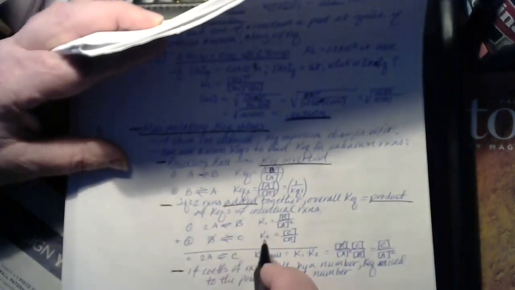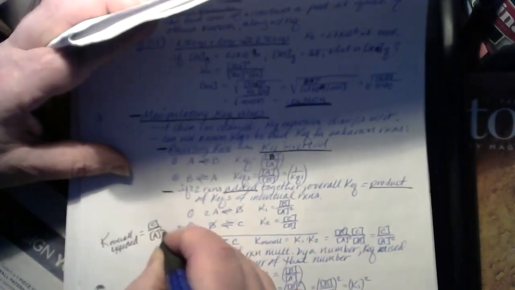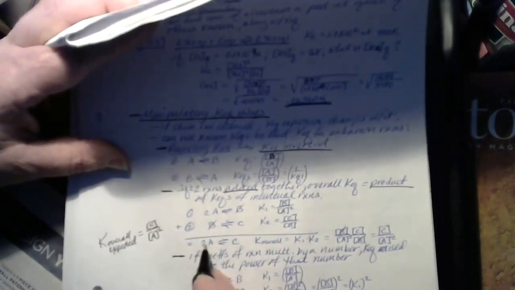If you then add to it the reaction B goes to C, the equilibrium constant for that is C over B, again, products over reactants. If you add those 2 reactions together, you get, notice the B's cancel, 2A goes to C. The overall K you would expect for that reaction would be concentration of C over the concentration of A squared. Products over reactants to the power of the coefficient, right?